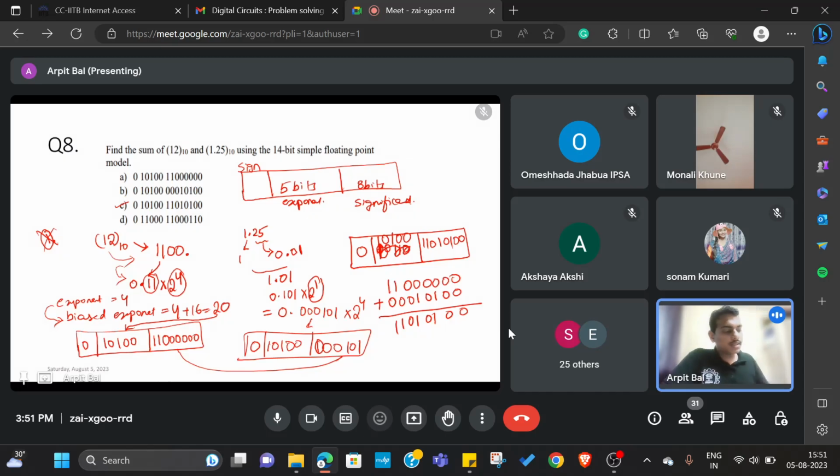Then I wrote the significand of this particular value. Whatever is after the decimal point is the significand. So I wrote 1 1 and just appended zeros to make it 8 bits. Then for 1.25, I did the same thing. I converted 1.25 into binary first, so that is 1.01. After representing it in the standard notation for the simple floating point, it becomes 0.101 into 2 power 1. But now you can see we have two different exponents, that is 2 power 4 and 2 power 1.